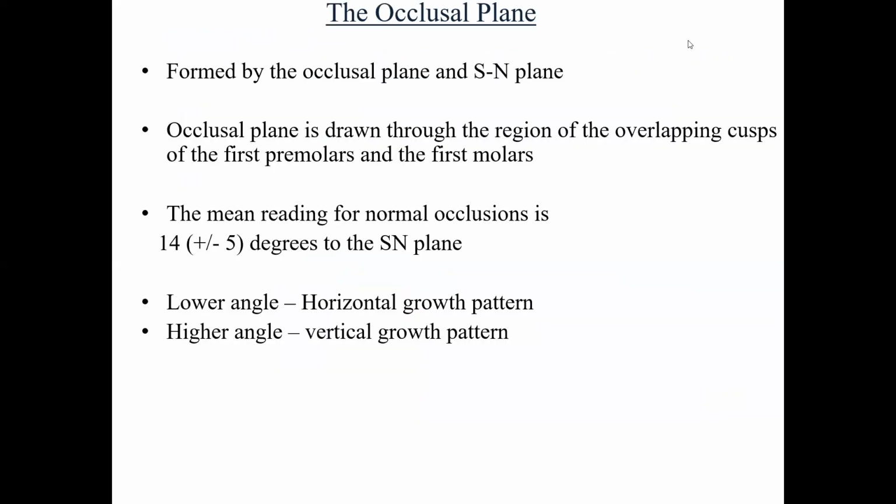Next, coming to the occlusal plane angle. The occlusal plane angle is formed by the angle between the occlusal plane and the sella nasion plane. The occlusal plane is a plane which is drawn through the region of the overlapping cusps of the first premolars and the first molars. The angle formed between this occlusal plane and the SN plane is called the occlusal plane angle. The mean value is 14 plus or minus 5. If the value is less than the normal value, it is considered a horizontal growth pattern, and if it is more, it is considered a vertical growth pattern.